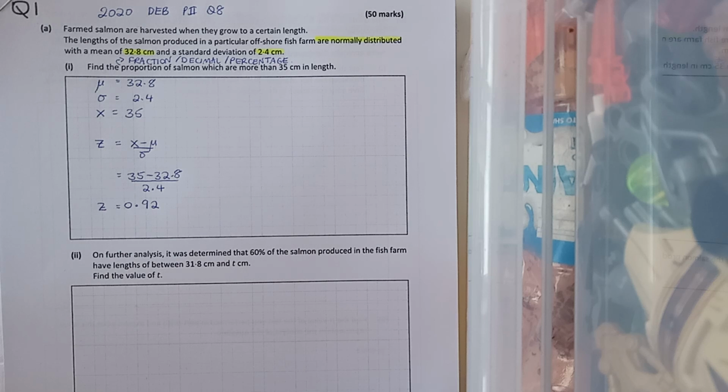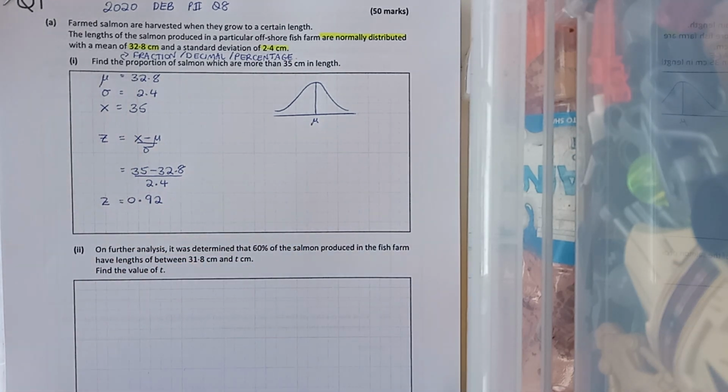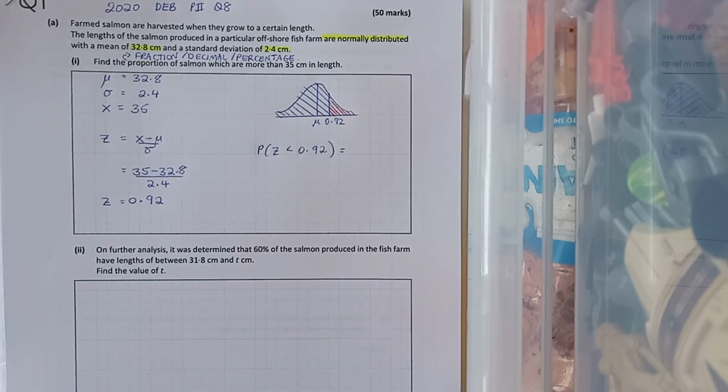So this is what I look up then in the log tables. It might be useful for me to draw a quick sketch to orientate myself with regard to the normal distribution. I've got mu in the middle. And of course, positive Z values go to the right of mu and negatives go to the left of mu. And I want to figure out the amount of the salmon that are bigger than this Z value. But just remember that in the log tables, I can only look up the values to the left of my Z values. So I can look up the probability that Z is less than 0.92, which is 0.8212.